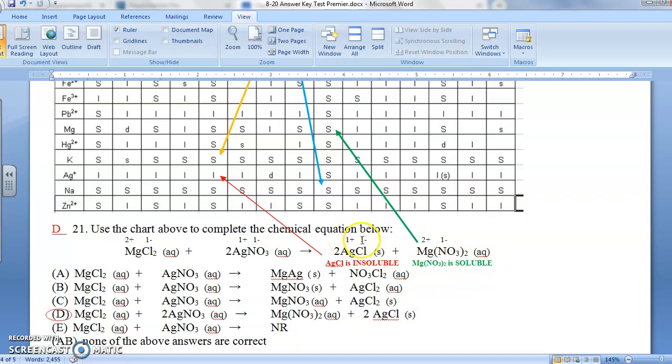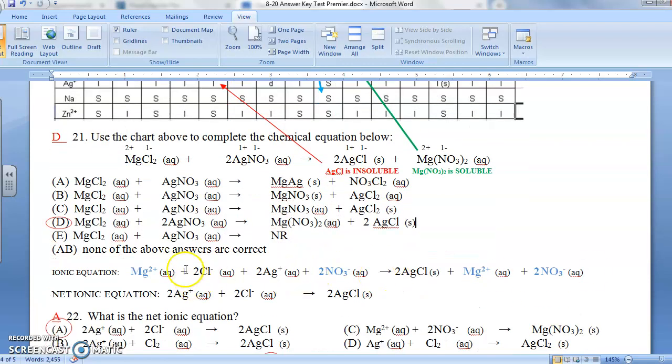We have a 1 plus here and a 1 minus here. Silver's always 1 plus, chloride's 1 minus, crisscross. Magnesium's 2 plus, the nitrates are 1 minus, crisscross. We had Mg(NO3)2. So I have 2 nitrates there. I would need 2 nitrates here, so I put a 2 in front. I have 2 chlorides there, and I now have 2 silvers there, so I need a 2 in front to complete that reaction. The correct reaction is this one right here, as we've drawn up on top in that double displacement reaction.